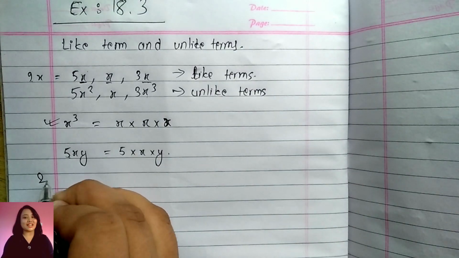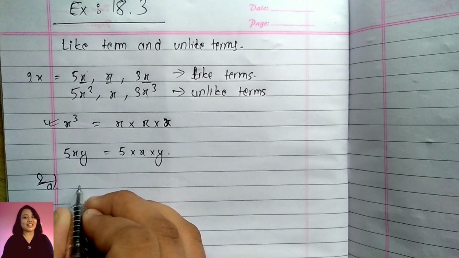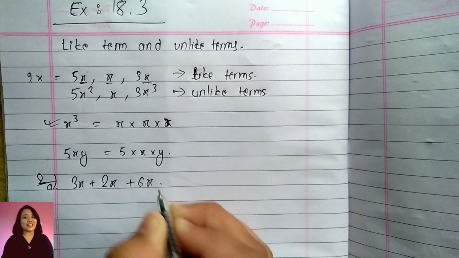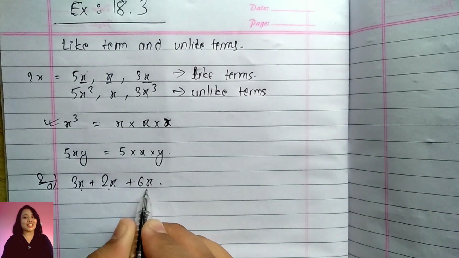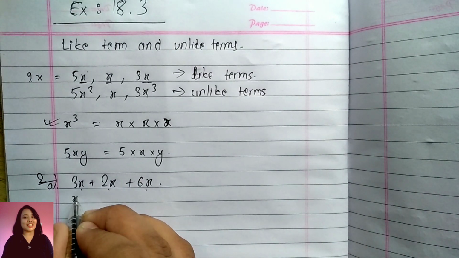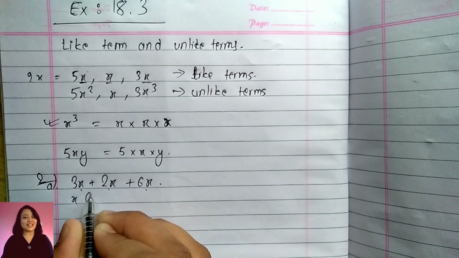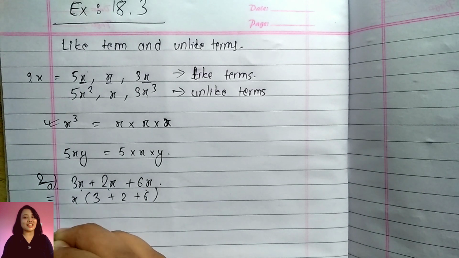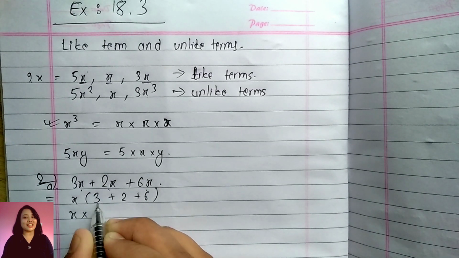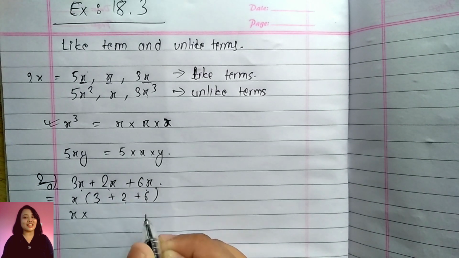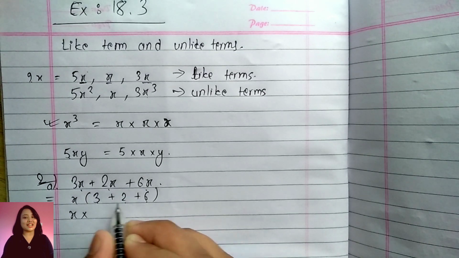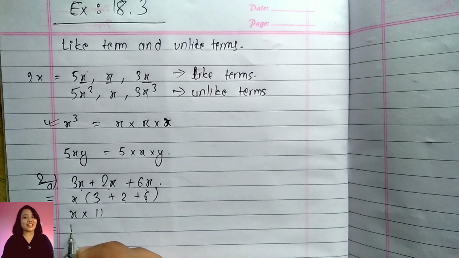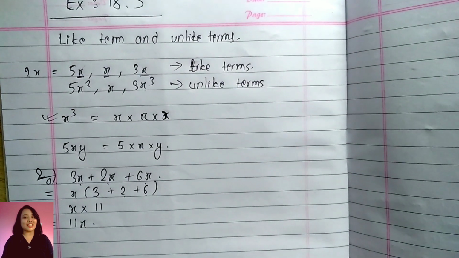Okay, in question number 2a, the question has given 3x plus 2x plus 6x. Since x is common in both, we can take the x common. Then what is the remaining coefficient? 3 plus 2 plus 6 is the remaining coefficient. So x into 3 plus 2 plus 6. 3 plus 2 is 5, 5 plus 6 is 11, so it will be 11x. Yes, it will be 11x.